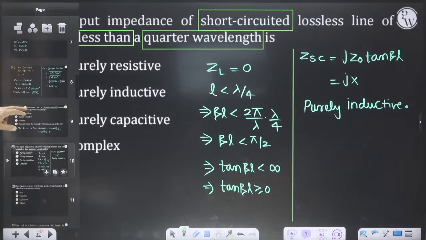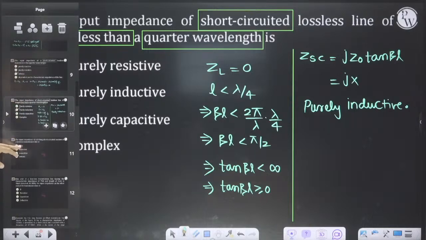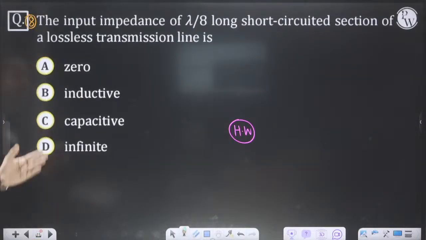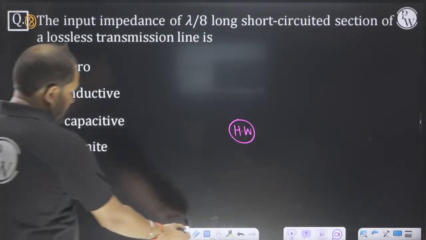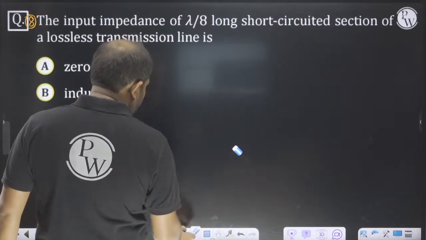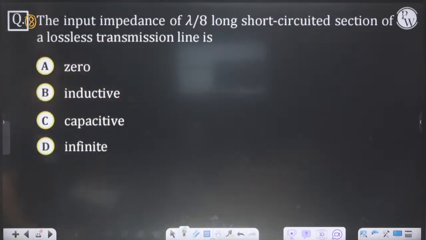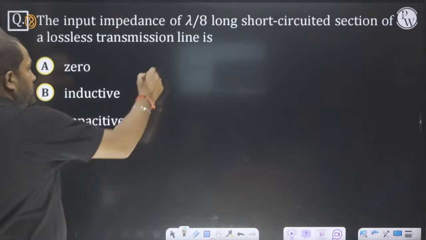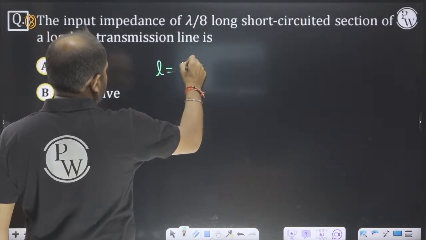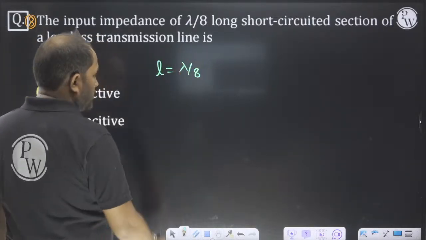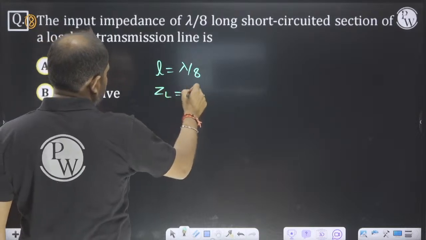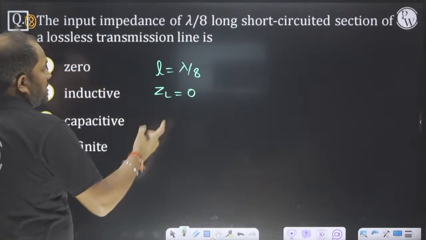Just read it carefully. This type of question was asked in the GATE exam in 2024 also. So the input impedance at length lambda by 8. The length is given here as lambda by 8. Short circuit, that means ZL is 0. So they are asking what is the nature.